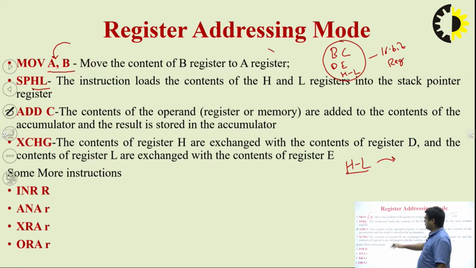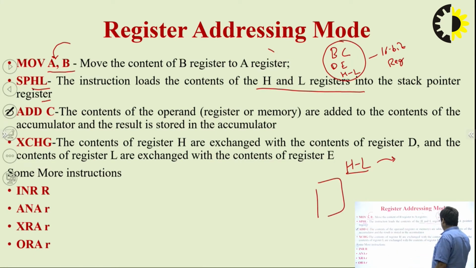So here we are talking about this. The stack pointer basically points to the stack of data, the top or bottom of the stack. Stack basically refers to memory locations, so these are memory instructions. Through this instruction, load the contents of the HL registers into the stack pointer register. So after this instruction, whatever contents the H and L registers carry will be loaded into the stack pointer.